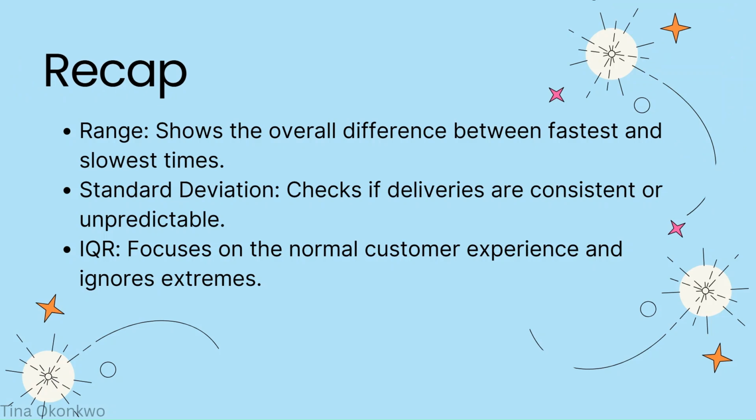Just to recap, you use your range to see the overall difference between the fastest and the slowest times. You use the standard deviation to check if deliveries are consistent or unpredictable. You use the IQR to focus on the normal customer experience and ignore the extremes.